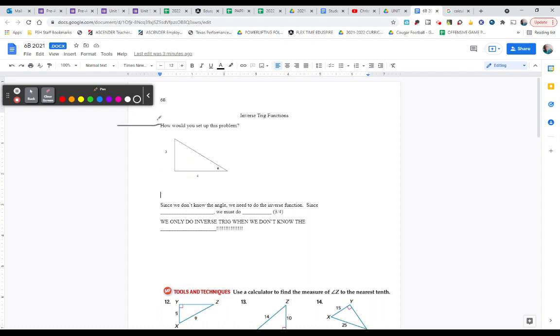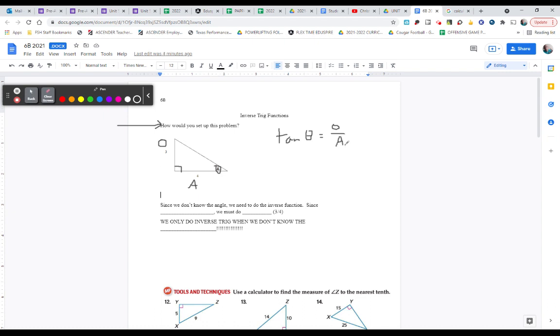So if we're looking at this triangle right here, and here's our theta angle, let's say we have these two sides, 3 and 4. From that theta angle, we know 3 is the opposite side and 4 is the adjacent leg. So to set this problem up, we would use tangent, because we have the O and the A. Tangent of theta is equal to O over A.